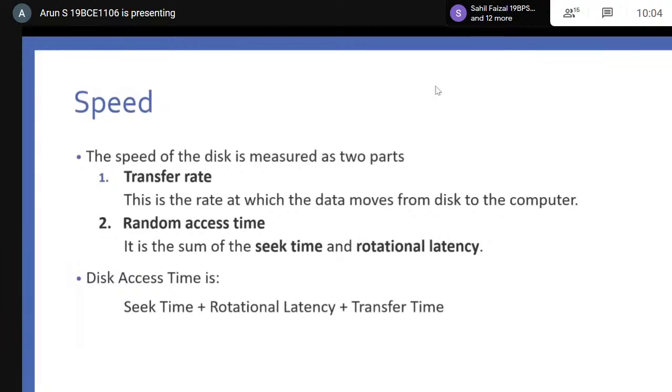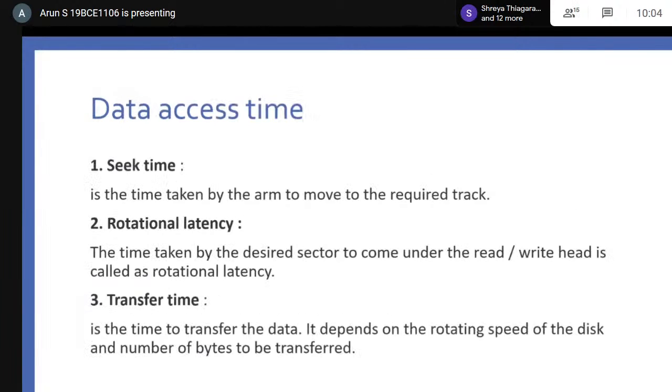The seek time is the time required to move along the radius to reach the track. Rotational latency is the time taken to move to the desired sector, and transfer time is the time required to transfer the data, and it depends on the size of data to be transferred.